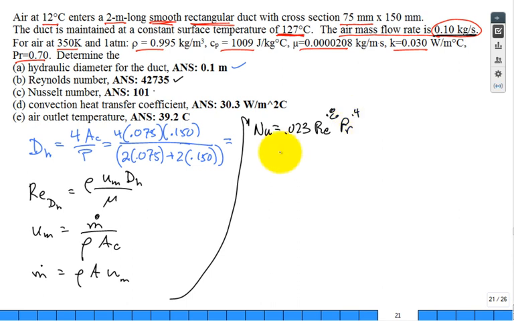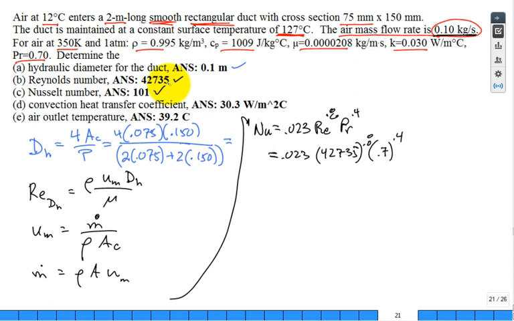So we get 0.023, Reynolds 42,735 to the 0.8. Prandtl number is right there, 0.7 to the 0.4. Who has a calculator? Can you run it just to see? Does it look reasonable? Yeah, 101. So we verified it. Just make sure that you don't mess up simple calculations on exams.